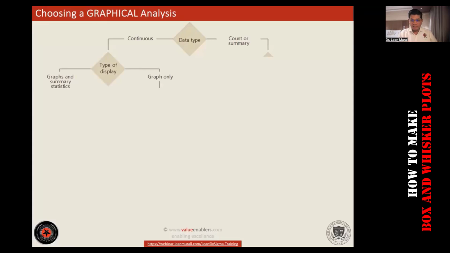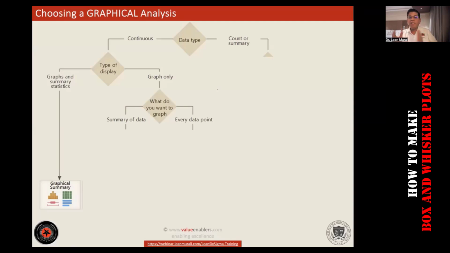When it is continuous data, like weight, height, temperature, pressure, we need to see what type of visual you want. You want to see the graph and summary statistics, or the graph only. If it is both, there is something called a graphical summary that we can create in software called Minitab. If you want the graph only, ask the next question: do you want a summary of the data, or every data point represented in the graph? If you want every data point, it is called an individual plot.